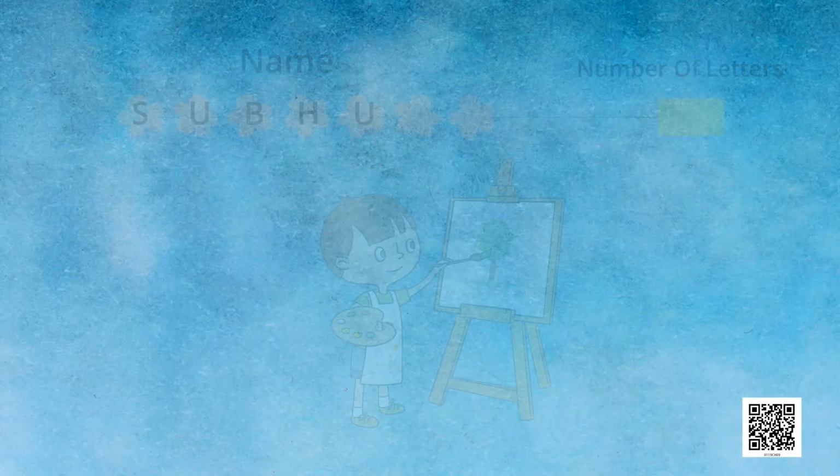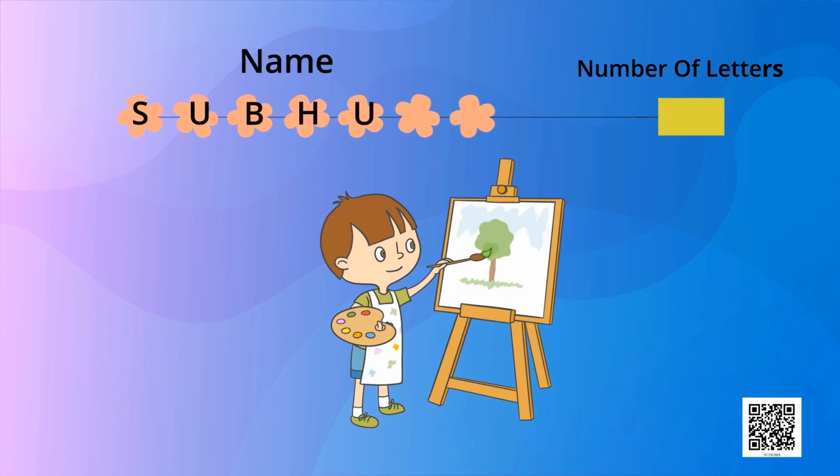Subbu. Let's meet Subbu now. So, dear children, do you know what Subbu is famous for? Yes, Subbu is famous for his drawing. He has a beautiful drawing. Let's write his name also in these flowers. So, how many letters are there? Correct, 5. Let's write 5 here.